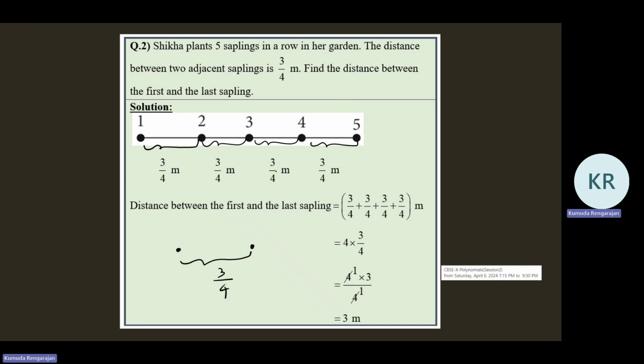So for each gap, it is 3 by 4. So for 4 gaps, 3 by 4 plus 3 by 4 plus 3 by 4 plus 3 by 4. Repeated addition is multiplication. So 4 into how many times 3 by 4? 1, 2, 3, 4 times. So 4 into 3 by 4.